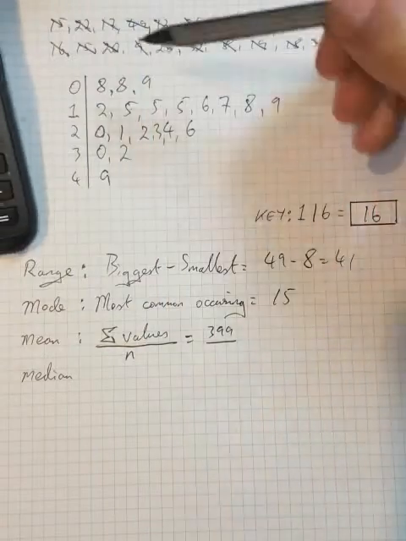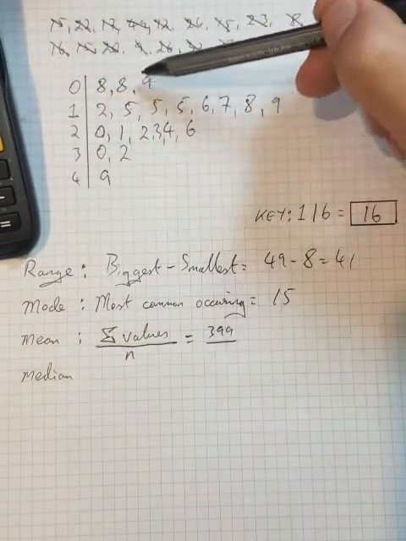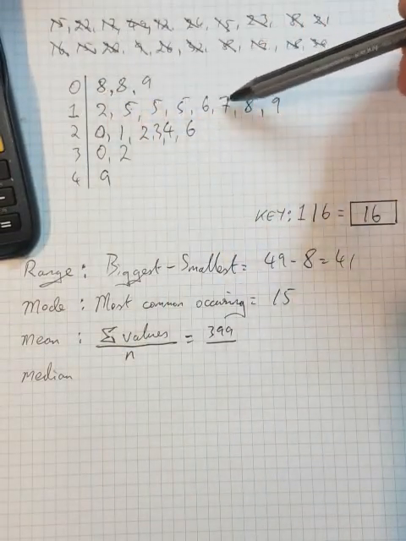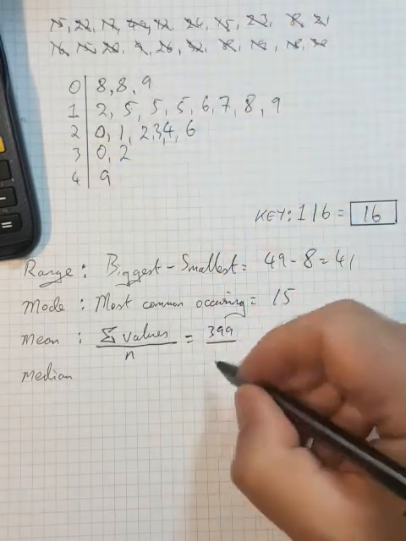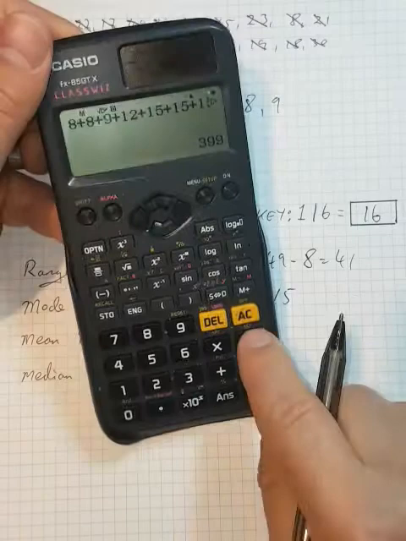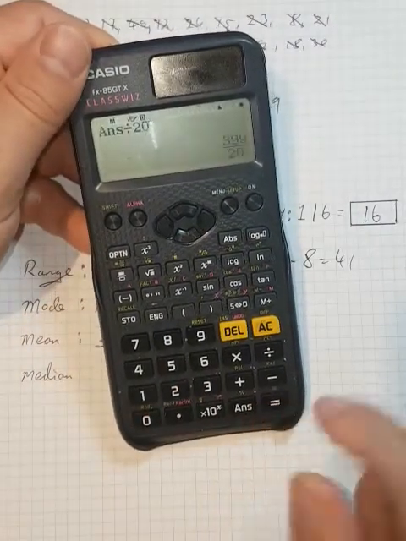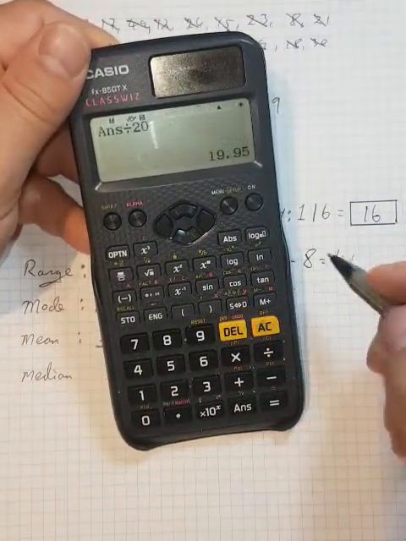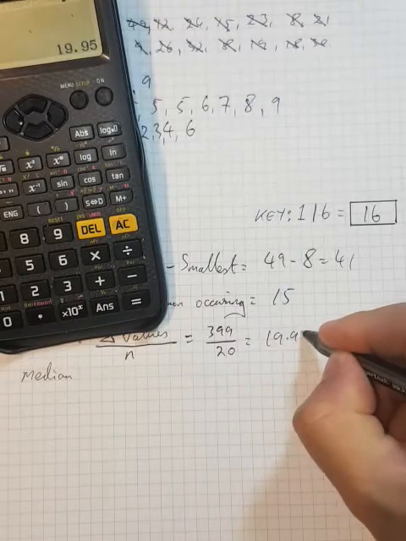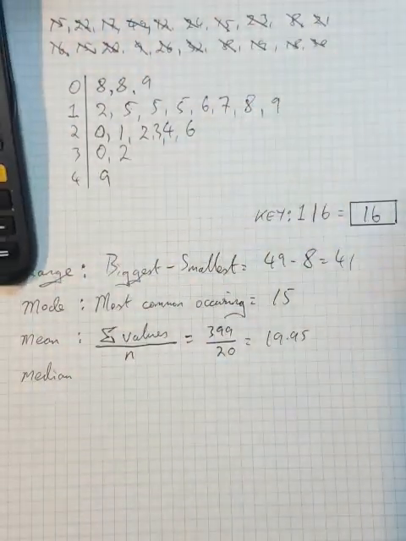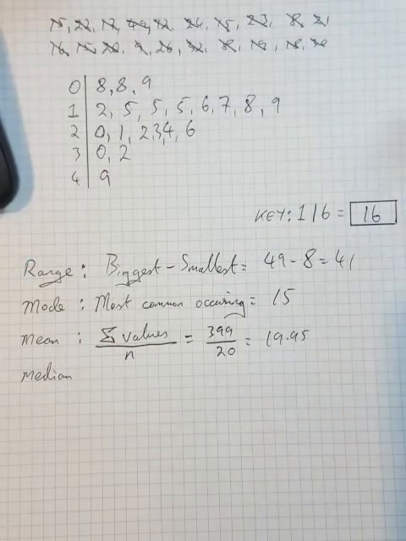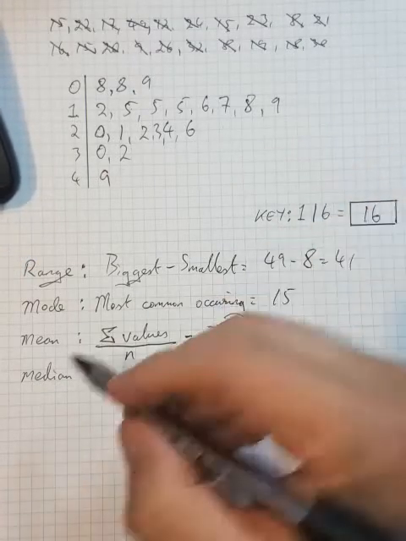399 divided by n, the number of values. 1, 2, 3, 4, 5, 6, 7, 8, 9, 10, 11, 12, 13, 14, 15, 16, 17, 18, 19, 20. Divided by 20 equals 19.95. Is 19.95 here? No, but that's the thing about mean. Remember, I've said these before. Mean and median can give you a value that's not from your data set, okay?